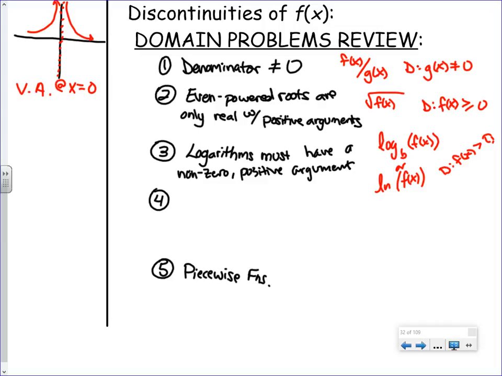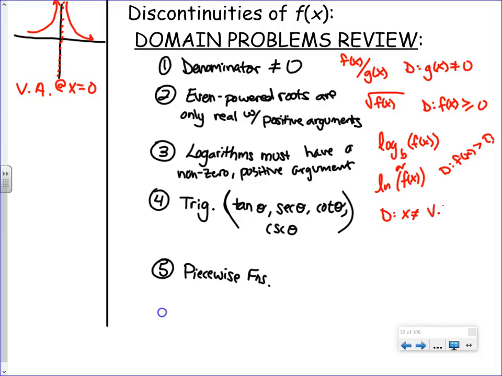Tangent. Trig. Which trig? Tan of somebody. Secant of somebody. Cotan of somebody. Cosecant of somebody. Sine and cosine are okay. Domains. X cannot equal... I'm cheating. Why? We have different vertical asymptotes depending on the functions, right?